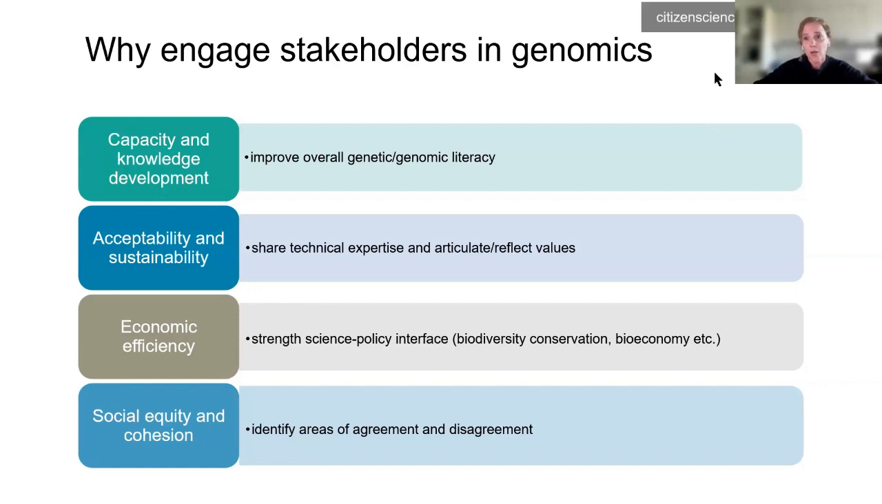The next part goes to economic efficiency. By working with the stakeholders, we can strengthen the science-policy interface in the different areas where genomics can influence biodiversity conservation, bioeconomy, and many other aspects, even health. And the last one goes to social equity and cohesion, because in this way we can identify the areas on which we agree or disagree with the different stakeholder groups, and we can work on this as researchers to improve it and make a consensus.